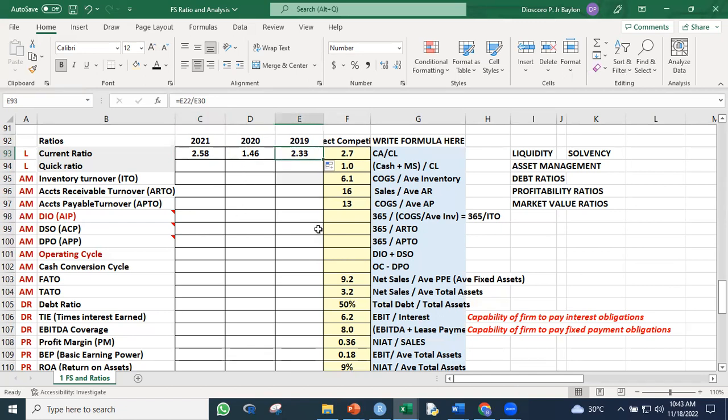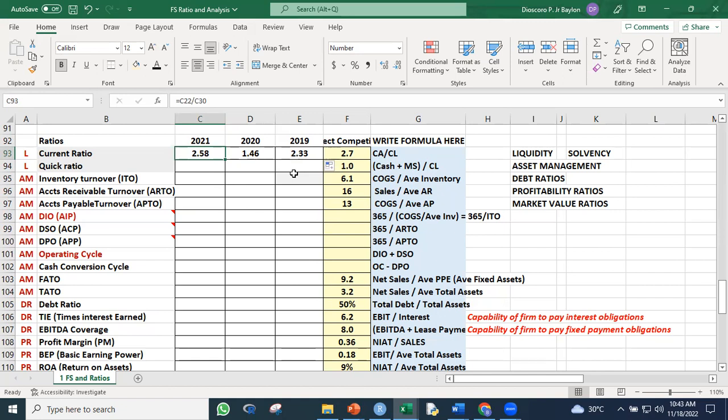In 2019, it was 2.33. However, in 2020, it was only 1.46. So it went down in 2020. However, it recovered, was able to increase its current ratio in 2021.